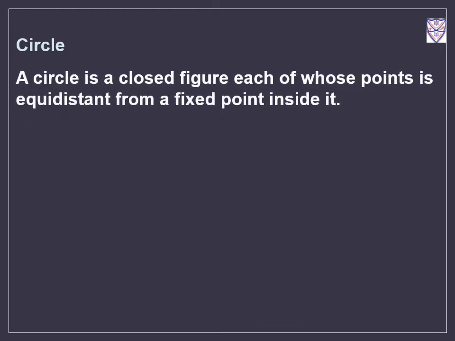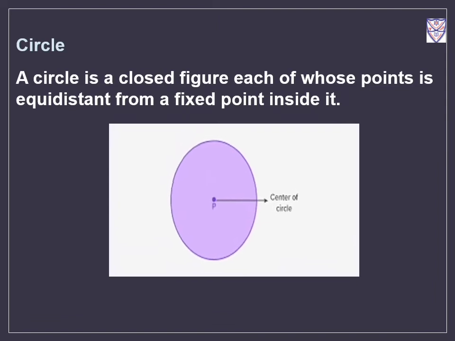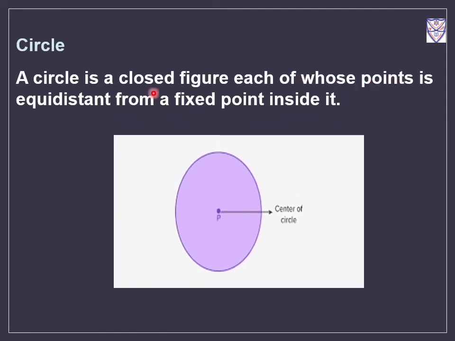Now next is the definition of circle. A circle is a closed figure, each of whose points is equidistant from a fixed point inside it. Circle is a closed figure, means it is a fully closed figure. Fixed point inside means the center of the circle, and whatever points lie on the circle are all equidistant, means at equal distance from the center of the circle. So this is known as a circle.